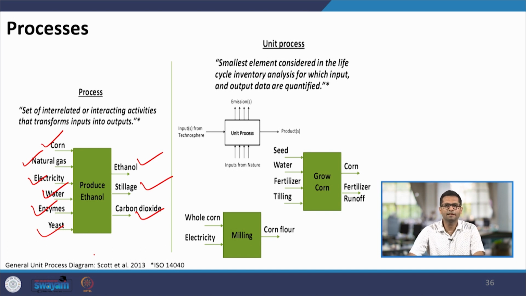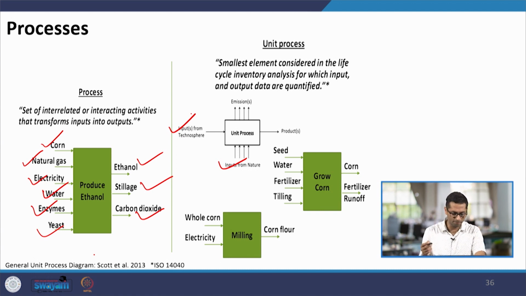But this process in turn could be broken down into smaller processes, which are called unit processes. The unit process is the smallest element considered in the life cycle inventory analysis for which input-output data are quantified, which means I will be breaking down the bigger process into smaller elements in the form of series or parallel flows, which would be non-divisible. I cannot break down the element further for the aspect of inputs and outputs. And for this particular process, there would be inputs that are coming from nature, and inputs that come from the technosphere, or the upgraded inputs.